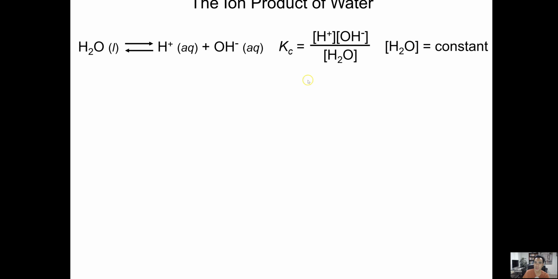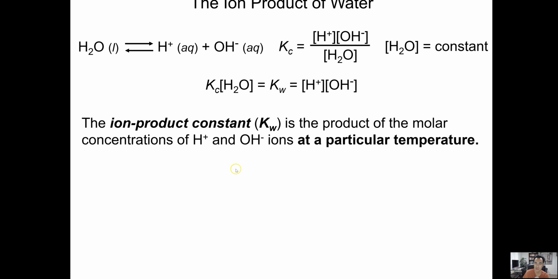H2O is going to be a constant in this specific case, so we're going to keep that number down. And what we're going to do is solve for what they call Kw. If this is a constant for H2O, then that's going to equal Kw, so Kw should equal the multiplication of the H+ and the OH-. This is called the ion product constant, or Kw. What that basically means is that if you multiply the concentration of your H+ times the concentration of your OH-, you should get a constant, which is Kw, also equal to Kc times H2O.